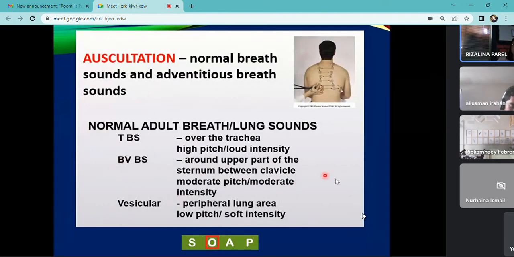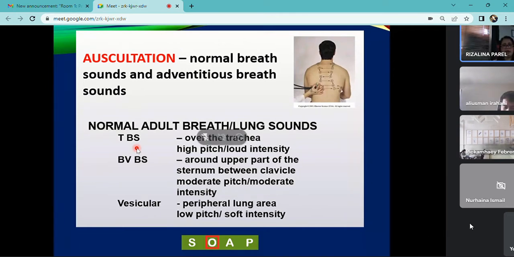Yan. So, auscultation is a normal breath sounds and adventitious breath sound. Okay? So, pwede rin naman yung ating voice sound, ina-assess din natin. Okay, what happened during auscultation over the trachea? Ano yung ma-assess natin doon? Over the trachea, competent naman yung kanyang airway at meron siyang high pitch and loud intensity. So that is tracheal breath sound. So that is normal na breath sound niya.